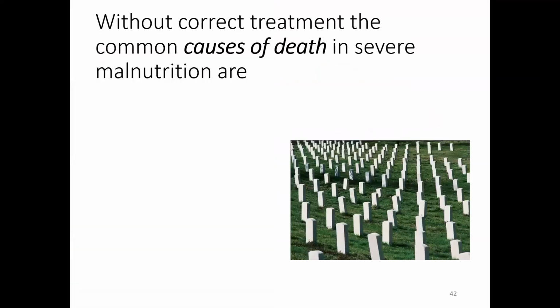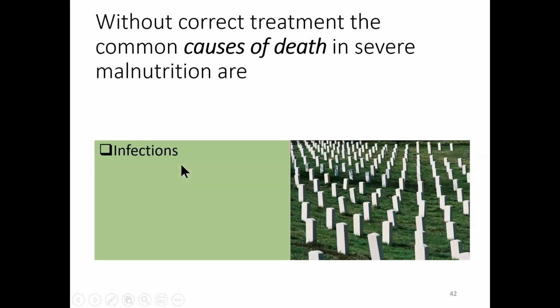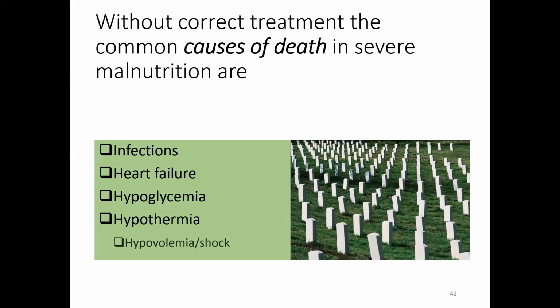So those complications, without correct intervention, are the common causes of death in severe acute malnutrition; some of them were already mentioned. They die because of infections. They die because of heart failure, which they can have because of fluid overload leading to cardiac failure. They die because of hypoglycemia, and they also die because of hypothermia. They die because of hypovolemic shock.